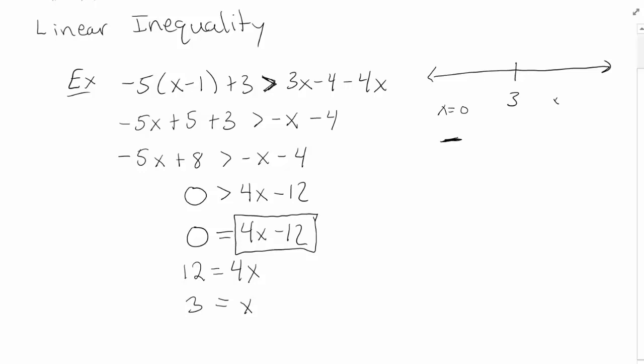To the right-hand side, pick your favorite number to the right of 3. I'll go with x is equal to 5. Plug it in here. So for x is equal to 5, I'm going to get 4 times 5.